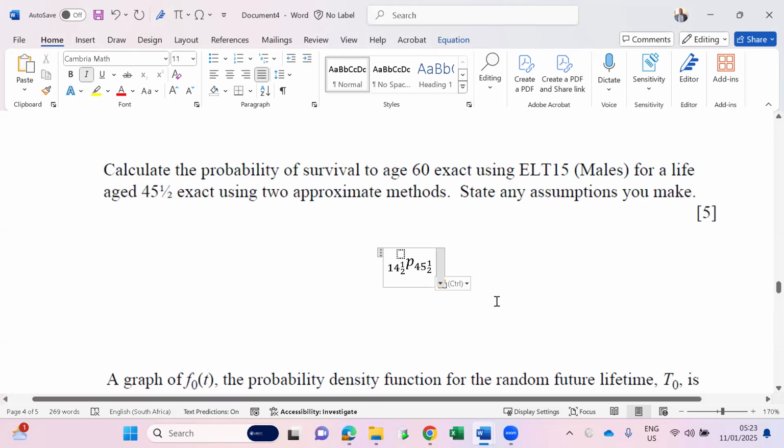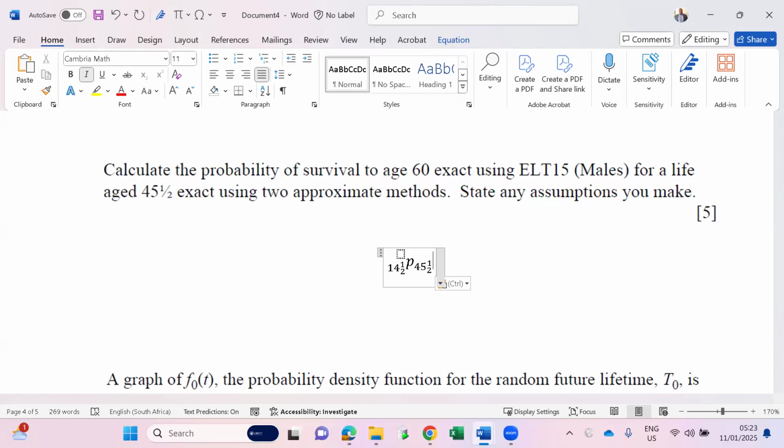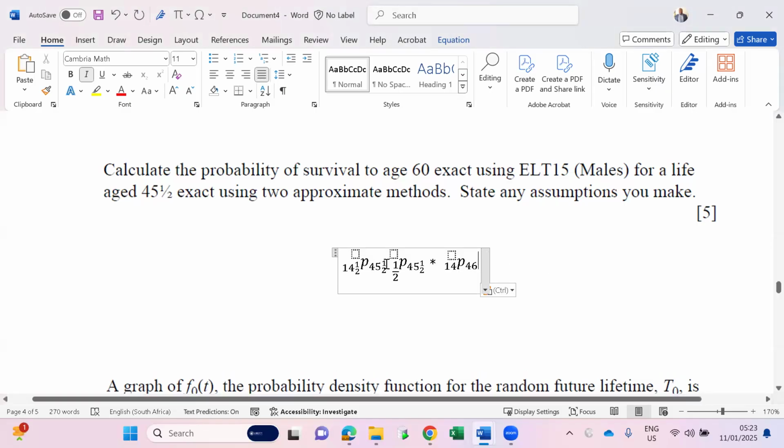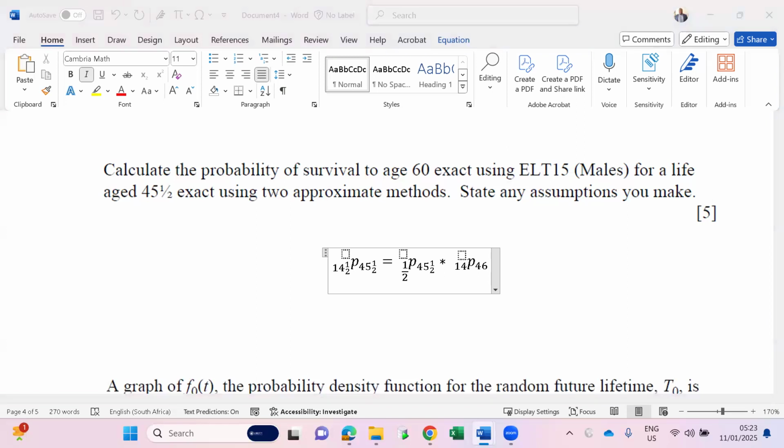So this is the ask. The age is 45 and a half, and then he needs to live for 14 and a half years. So we need to break this up so we can take the half to age 46. And then once he's age 46, we can do the 14 years as well. So this is what happens after we've broken up the half and the 14.